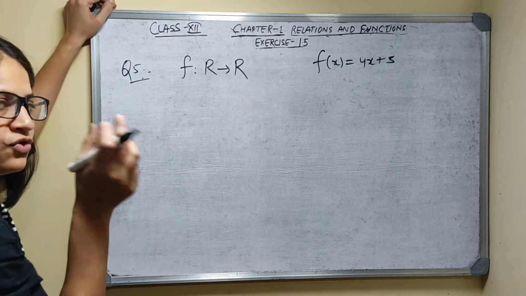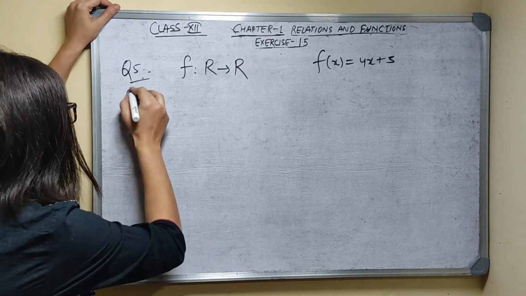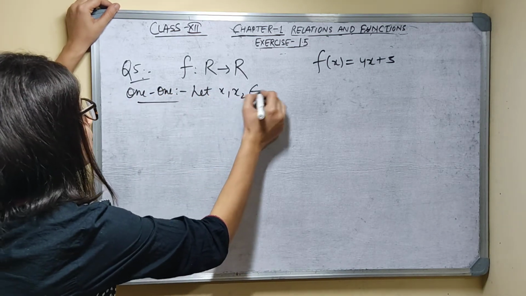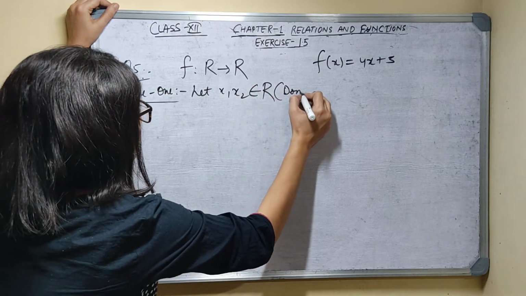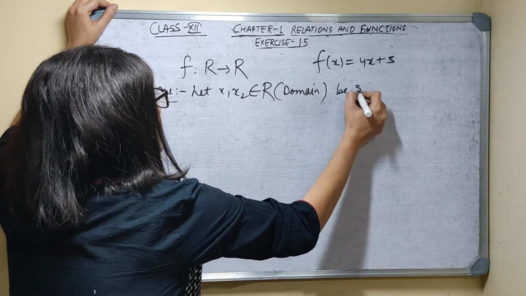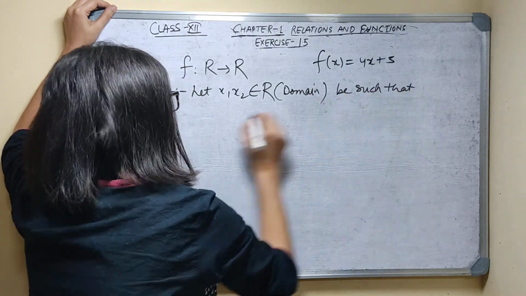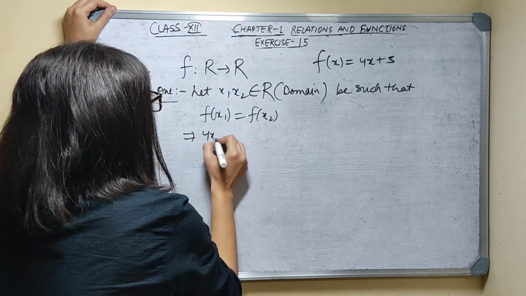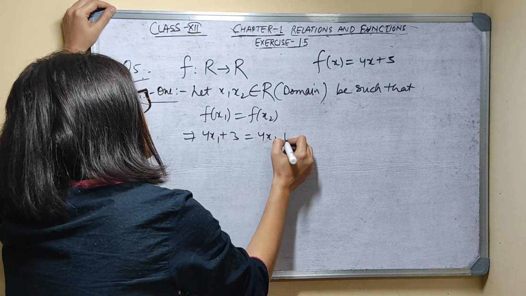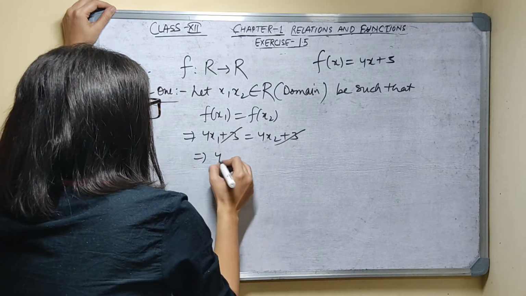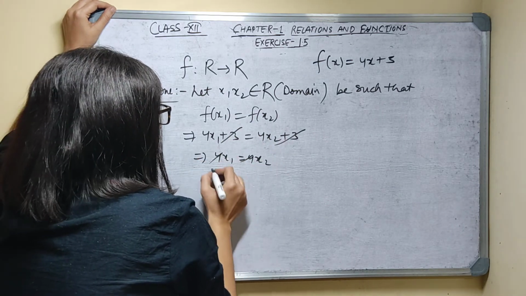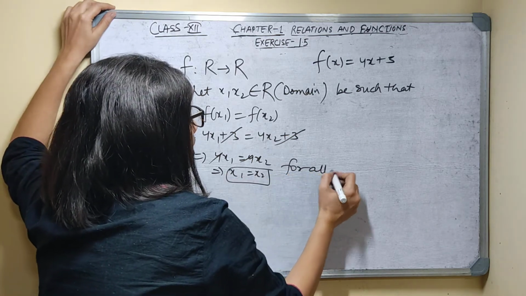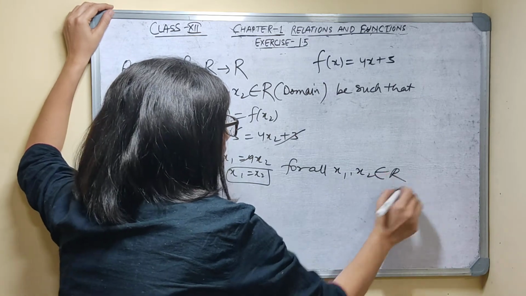Invertible means what? You have to show first that it is 1-1 also, and onto also. First I am checking for 1-1. Let x1, x2 belong to the real numbers, from the domain, be such that f of x1 is equal to f of x2. It means 4x1 plus 3 is equal to 4x2 plus 3. Plus 3 cancels. 4x1 is equal to 4x2, 4 cancels. So I can say x1 will be equal to x2 for all x1, x2 belonging to the real numbers.